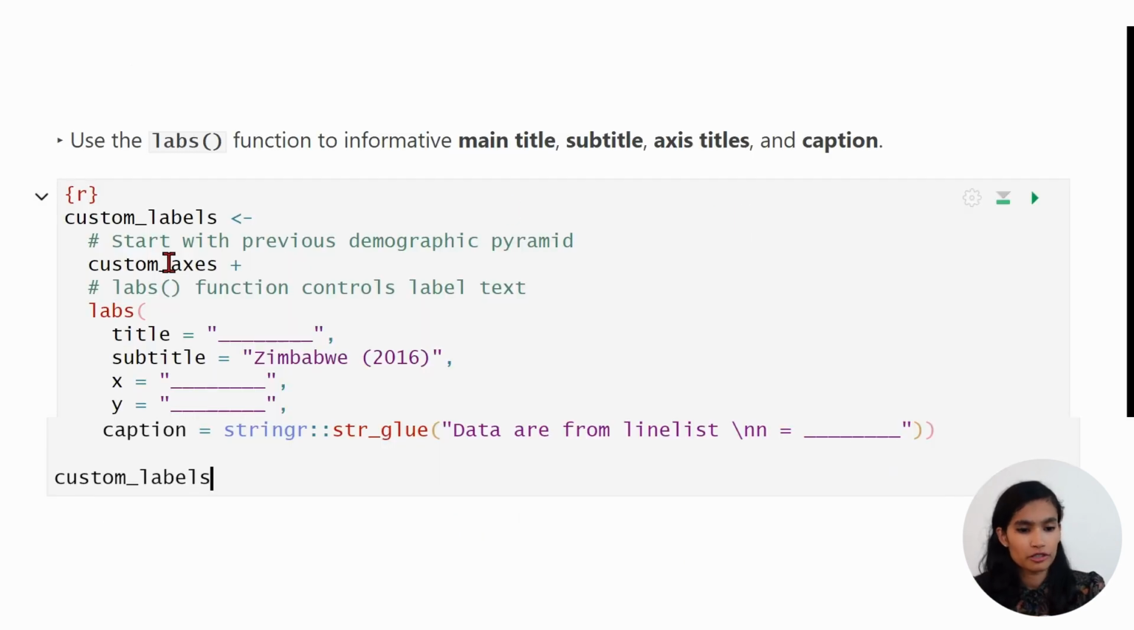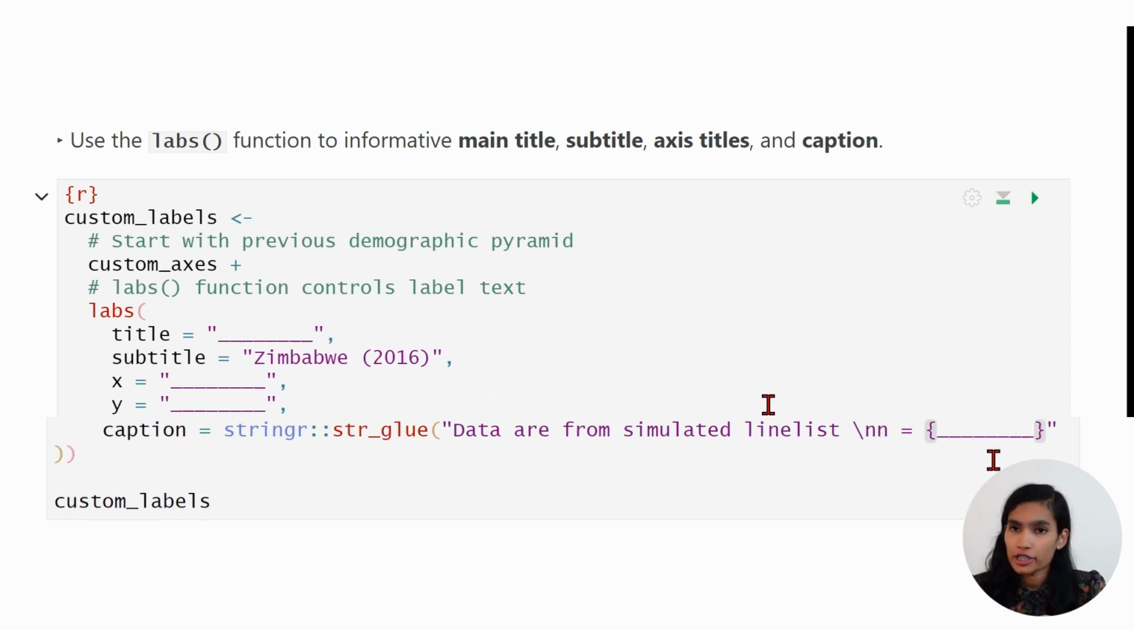So here we're going to build on the population pyramid we previously created, custom axes, and add the labs function to it, which allows us to add a title, subtitle, change the x and y axis labels from the original variable names to something more informative, and add a caption as well. So let's get started with that.